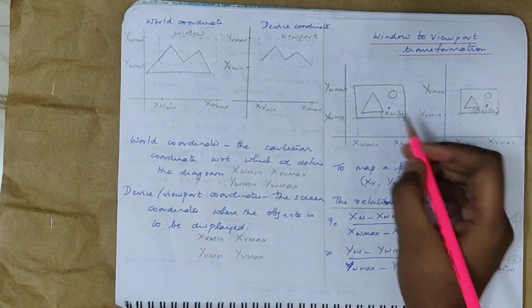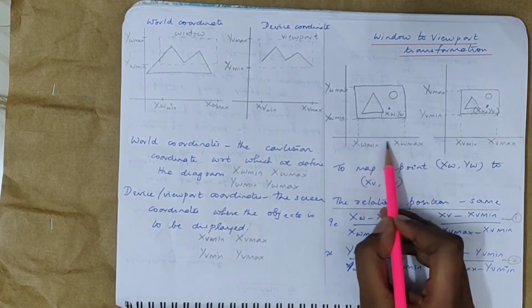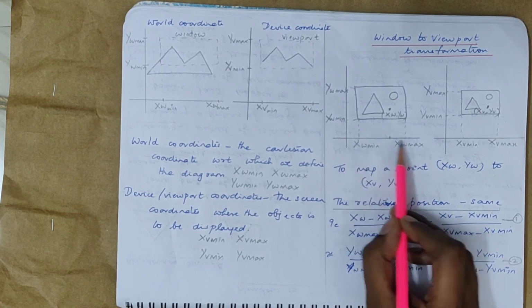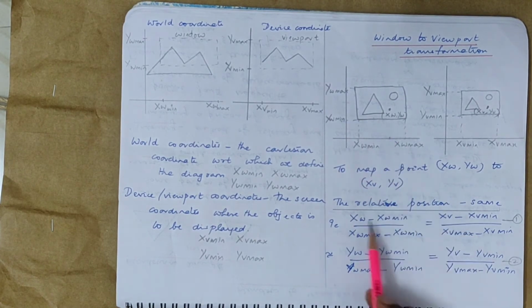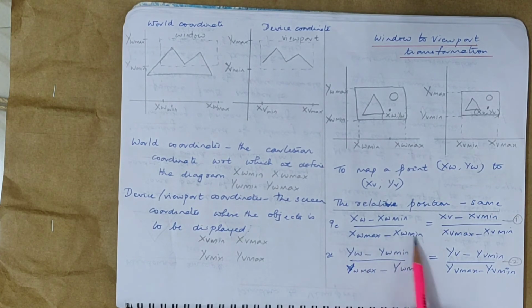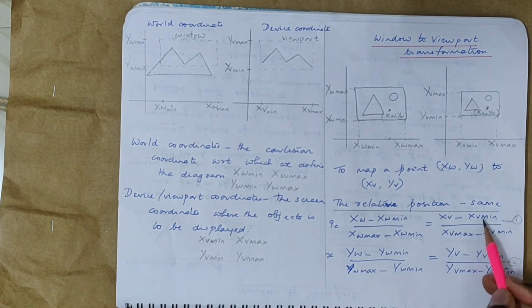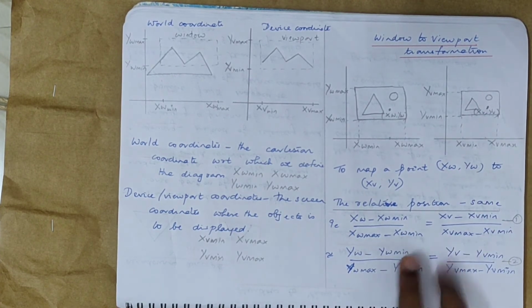So how to calculate the difference? Suppose I take this xw. So xw minus xw min, divided by the total difference, xw max minus xw min. That is going to be the same as, for this point, xv minus xv min divided by the total difference, xv max minus xv min. That is how you will get the relative position.